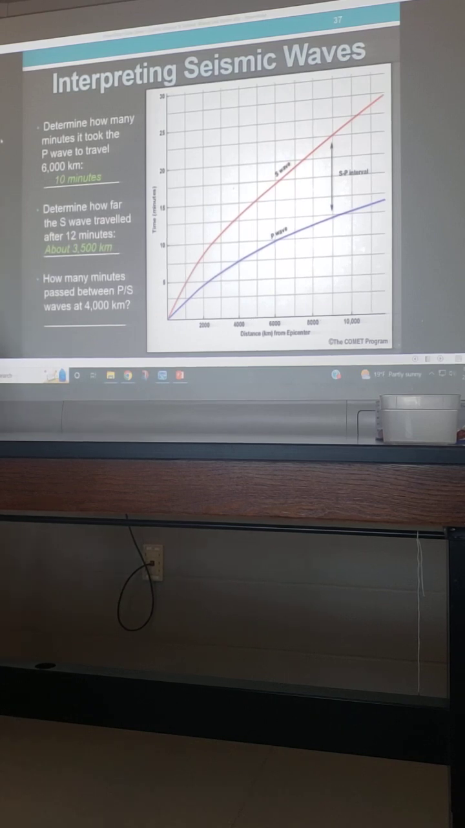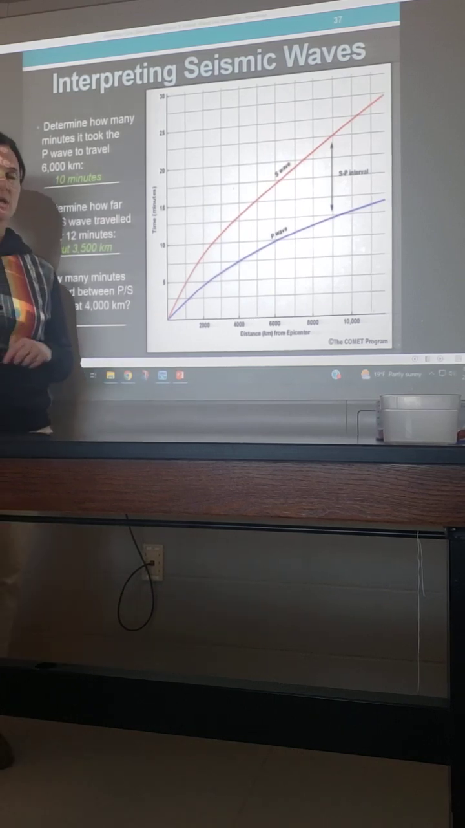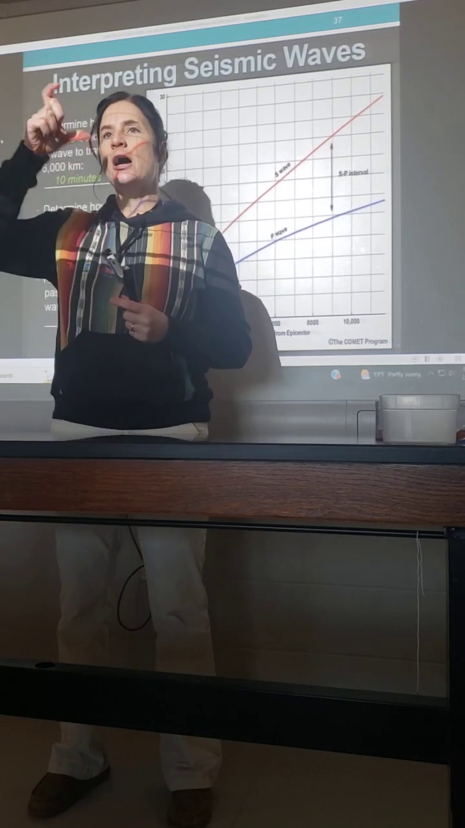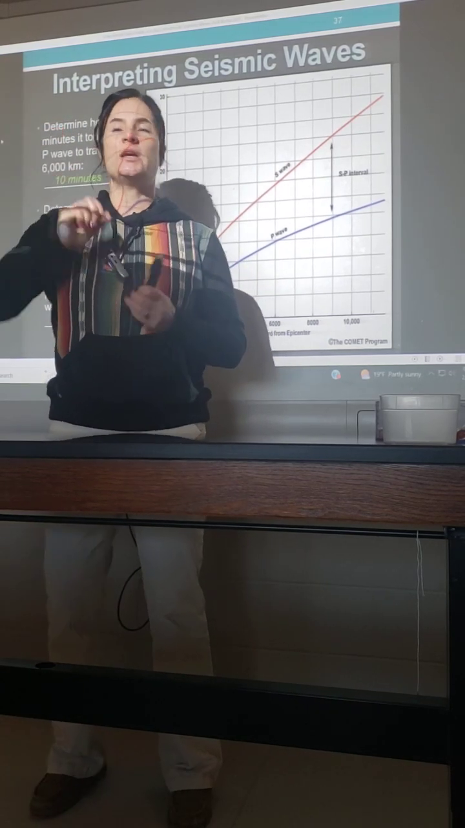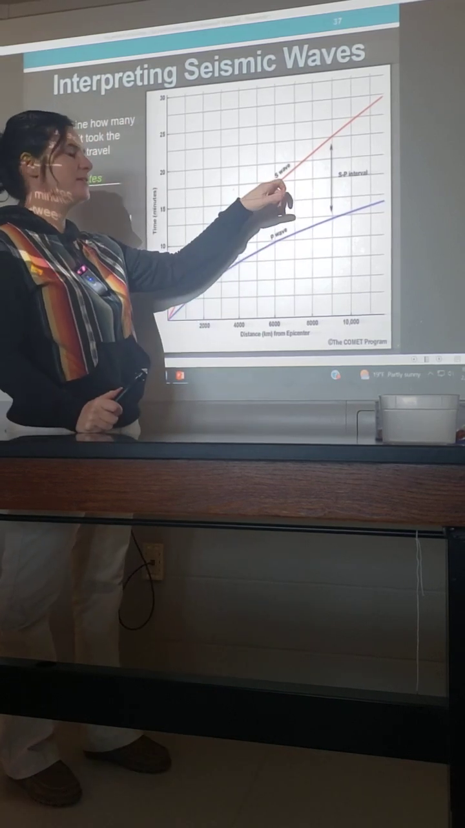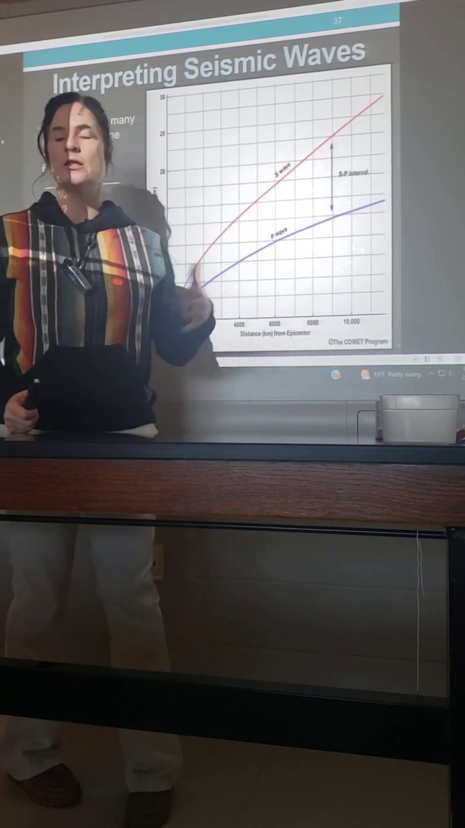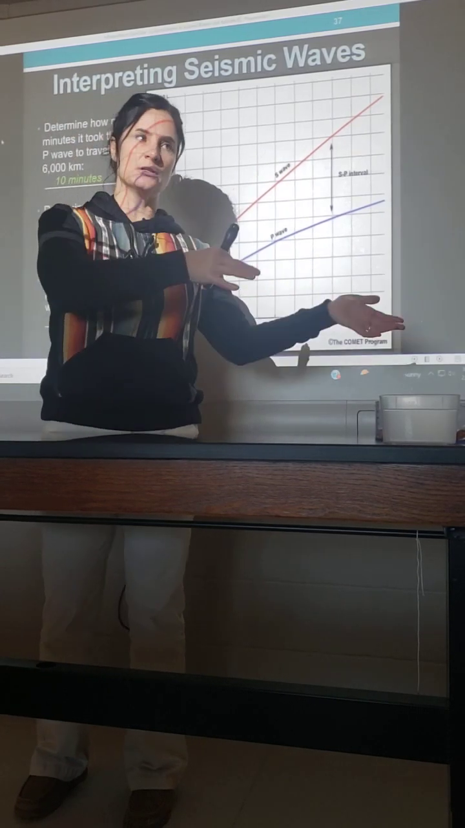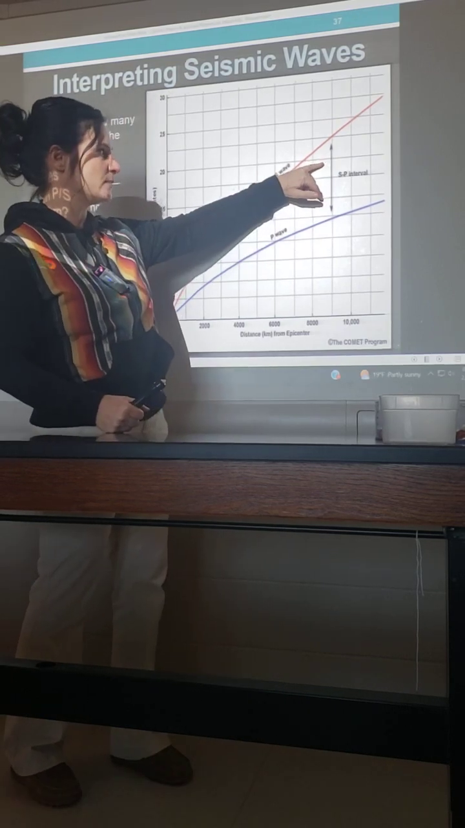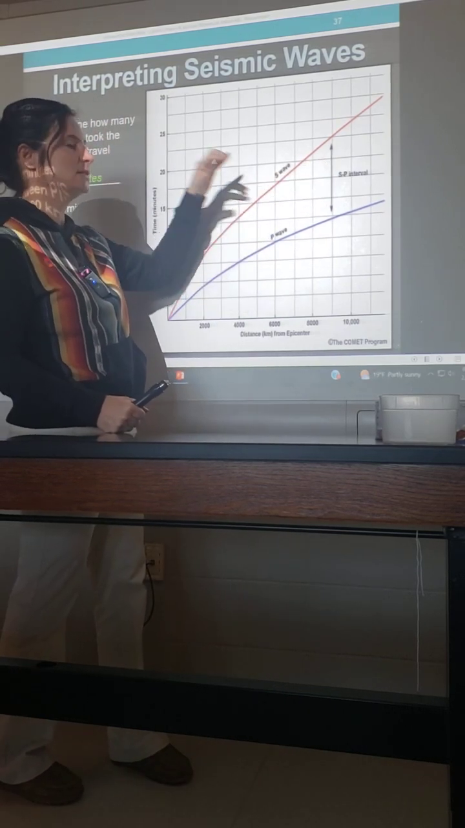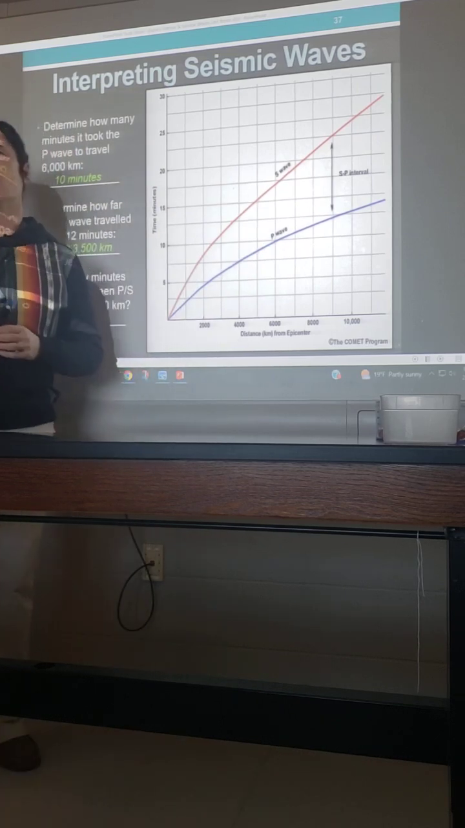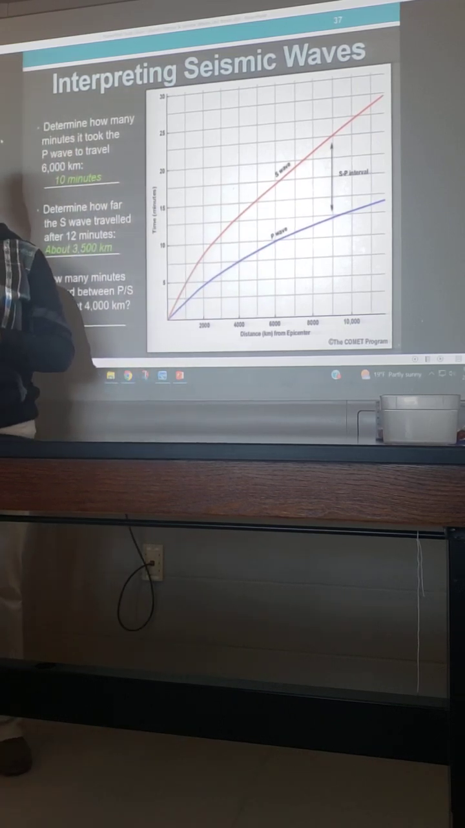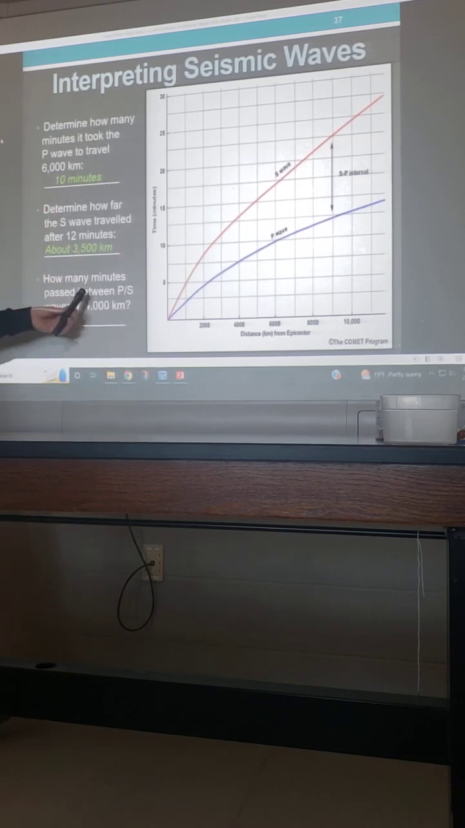Now there's something called the SP interval. What that means is how much time took place between when the P wave got there and when the S wave finally got there. Think about it, the P wave is primary, so it's going to arrive first. The S wave follows second. So with the SP interval, you're finding the two times and figuring out the difference between them. It says how many minutes pass between the P and S waves at 4,000 kilometers.